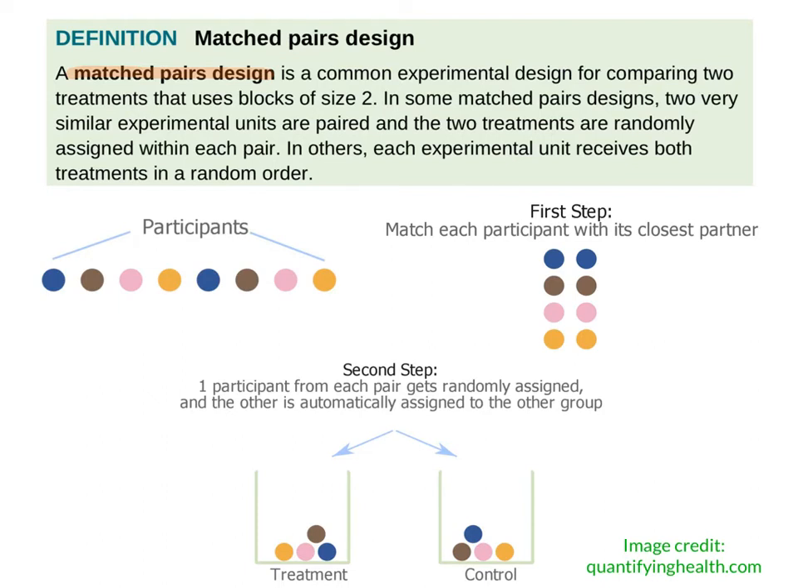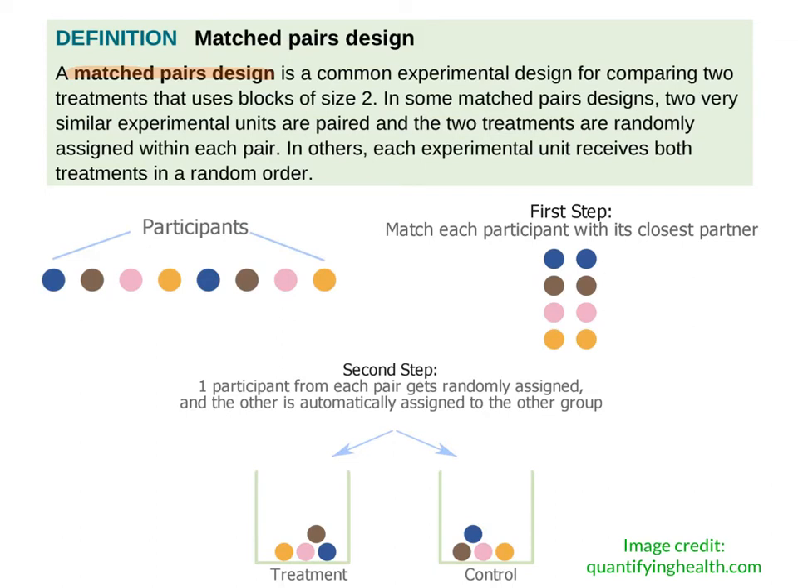In some matched pairs designs, two very similar experimental units, so the subjects, are paired and the two treatments are randomly assigned within each pair. In other experiments, each subject receives both treatments in a random order. So of course, depending on what you are looking for, what kind of treatment you are giving, you might pair them differently as well as assign them to treatments differently.